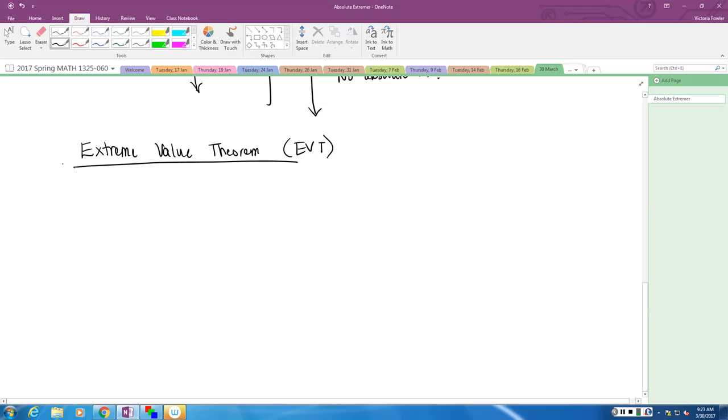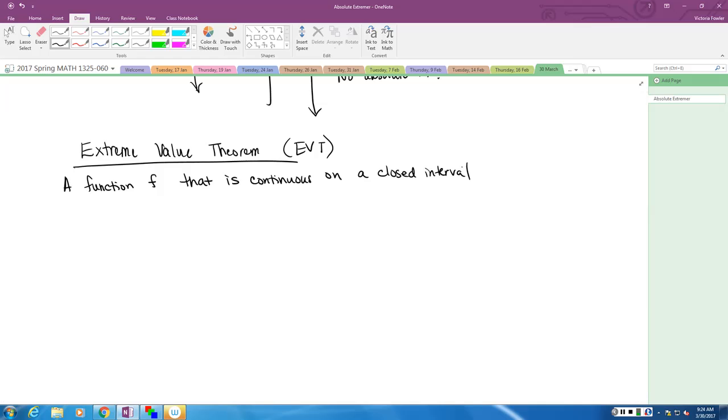Okay, this is going to give us a way that we are guaranteed to have both an absolute max and an absolute min. But a mathematician said there's only certain conditions where you are guaranteed to have an absolute max and absolute min. So let's look at those. What it says is that a function f that is continuous on a closed interval, and let's say it's from a to b. So closed interval, I'm going to have this bracket from a to b.